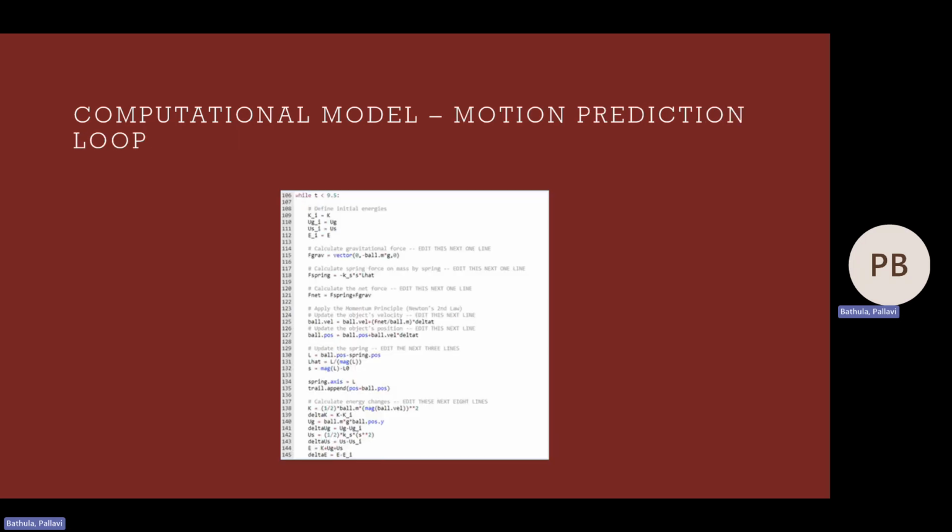So the most important part is the calculation loop. We first start off by finding the force of gravity, then updating the spring force because it's not constant, and then we update the net force, then we update the mass's velocity and position. We then find the new S value of the spring, and then we calculate the change of energies through each time step.